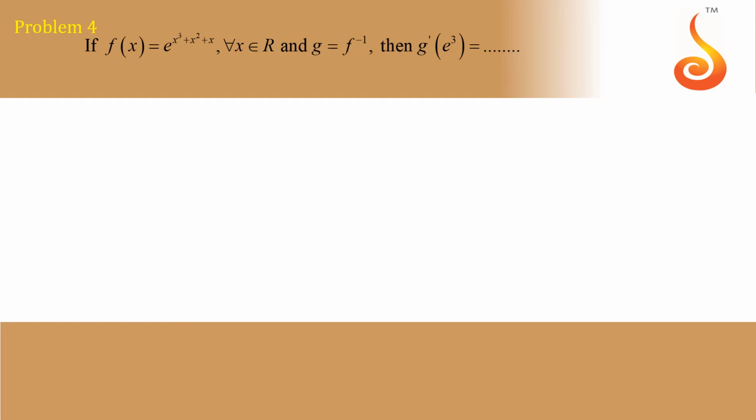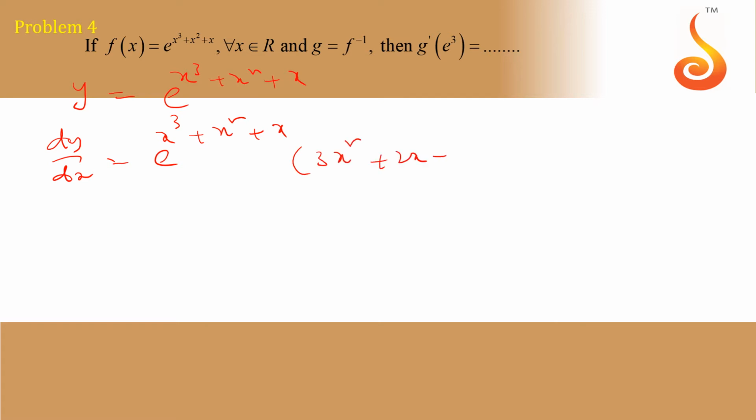So if I take this as y equal to e to the power of x cube plus x square plus x, what is dy by dx? It is e to the power of x cube plus x square plus x into 3x square plus 2x plus 1. That is dy by dx.